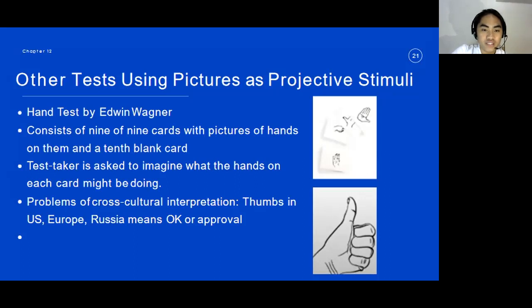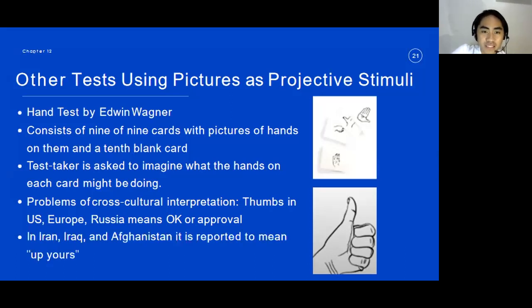So I guess some of these are very suggestive, others are very generic. Now the problem is that there is some cross-cultural variability on hand signals. Facial expressions are universal, but unfortunately hand signals mean different things. So in the US, thumbs up means good or okay. But in Iran or Iraq and Afghanistan, it is reported to essentially mean up yours. So up yours is a rude gesture. So we need to take that into consideration.